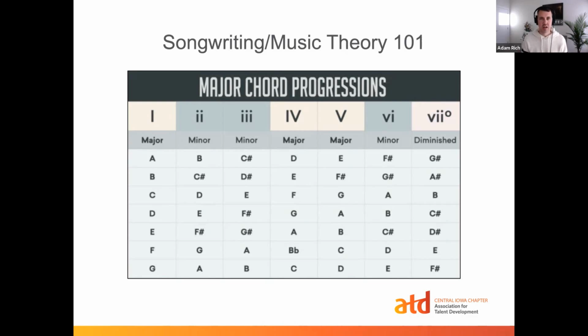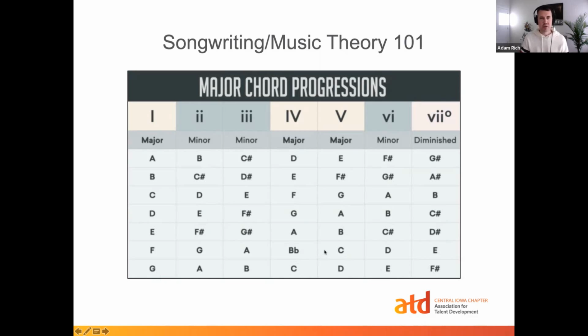If I was doing a 1-5 minor 6 4 in the key of G, I would say my first chord is G major. My second chord, my minor 6, is an E minor chord. I would then go to the D next, then I would go to the E minor, and then I would end on my C major chord.